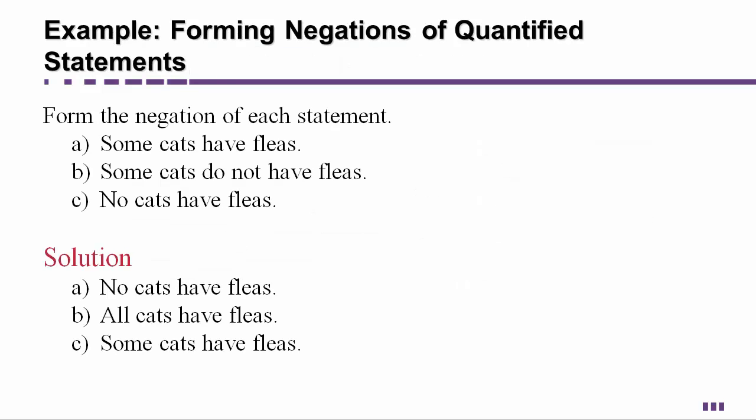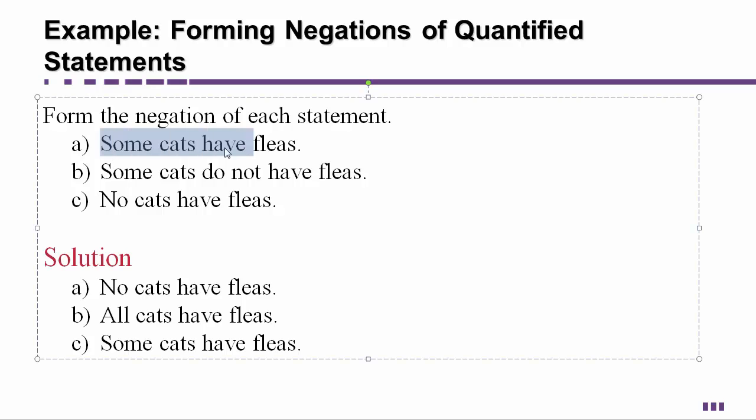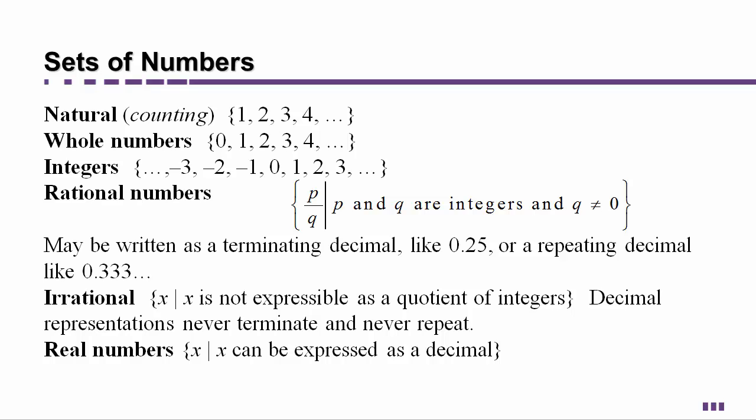Here are some examples, right? Some cats have fleas. So remember, some goes to none, right? So some cats have fleas, no cats have fleas. Some cats do not have fleas, all cats have fleas. No cats have fleas goes to some cats have fleas, which is repeating itself. I mean, some cats have fleas goes to no, and then no cats have fleas goes to some. You go, well, duh. Of course they have to go back and forth. If one is the negation of something, then in the other direction, it's still a negation.